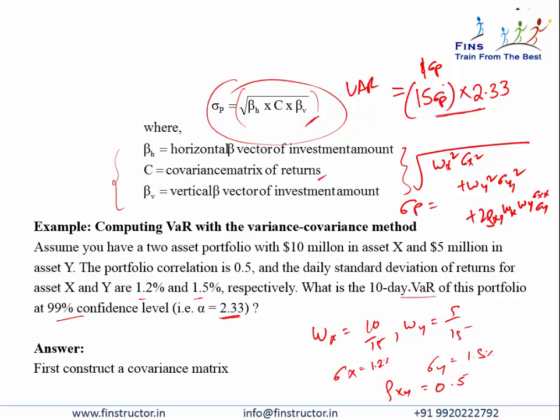The question asks the 10-day VAR, so we'll multiply it with root 10. So this was the VAR 1 day. If you have to calculate the VAR 10 day, then we multiply it with root 10, and this will give you the 10-day VAR of the portfolio using the covariance or variance covariance method.